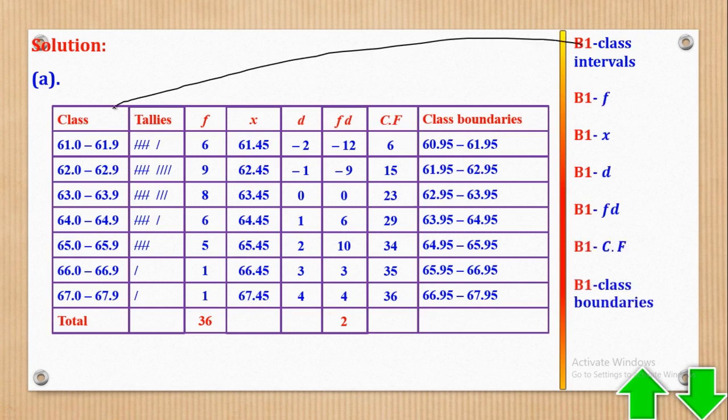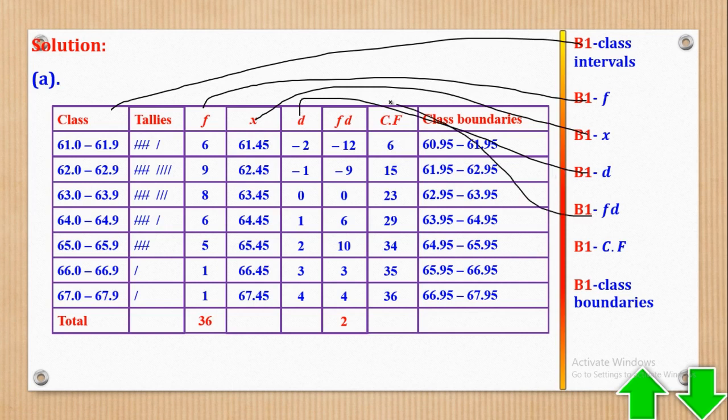So B1 for these correct class intervals, B1 for the frequency, B1 for the values of X, B1 for the values of D, B1 for the values of FD, B1 for the cumulative frequency, B1 for the class boundaries.